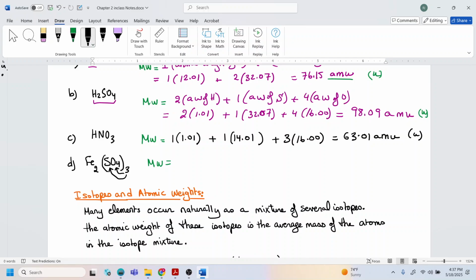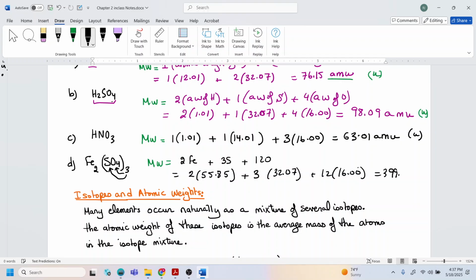So if I want to get the molecular weight, I have 2 iron, molecular weight of iron. I have 3 sulfur, and I have 12 oxygen. Okay, so that is going to be 2 times 55.85. We get those from the periodic table, plus 3 times 32.07, plus 12 times 16.00, and that is equal to 399.91 atomic mass units.